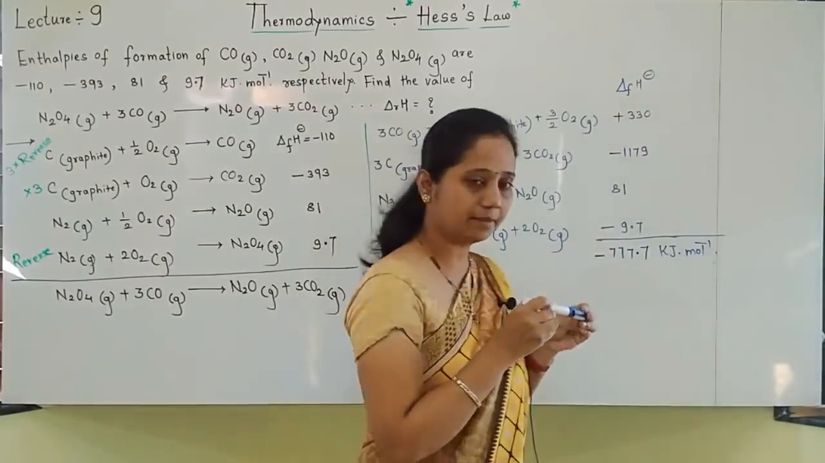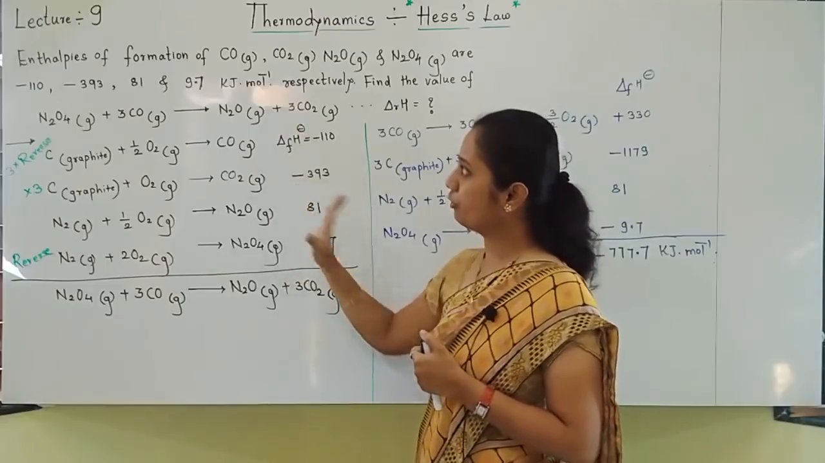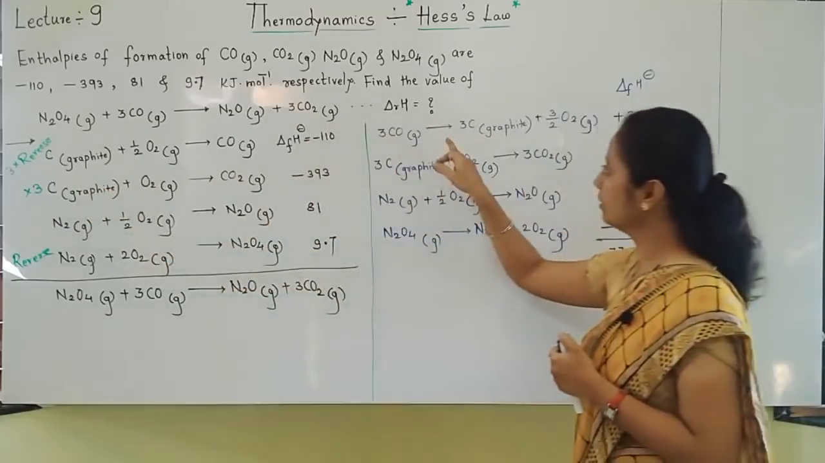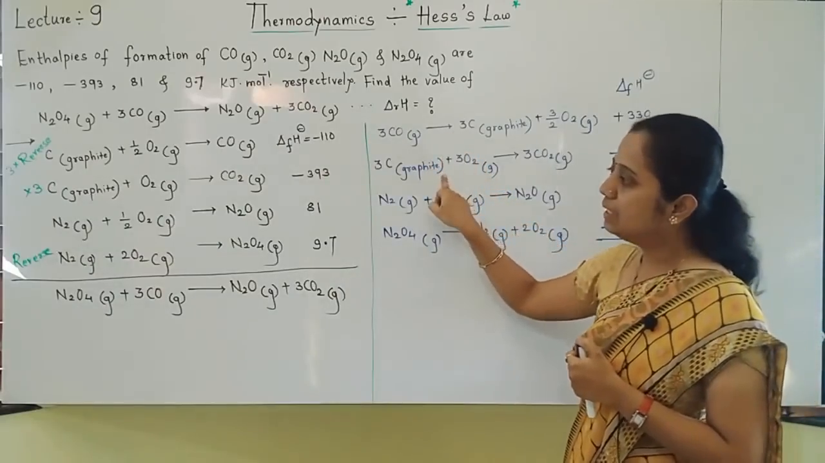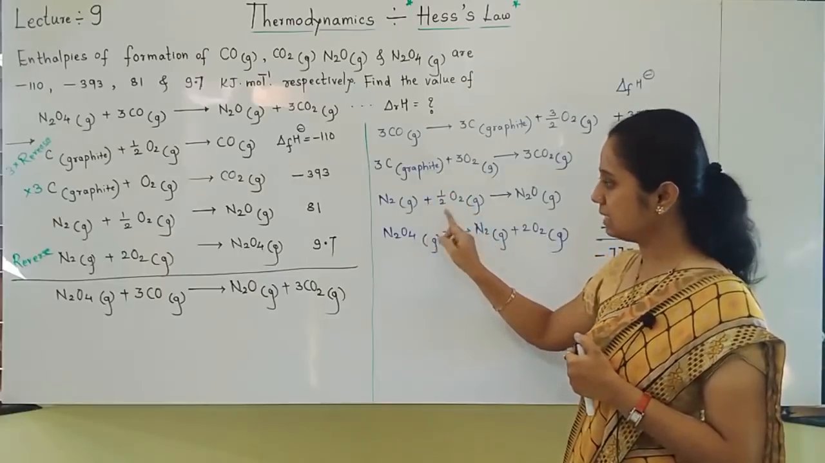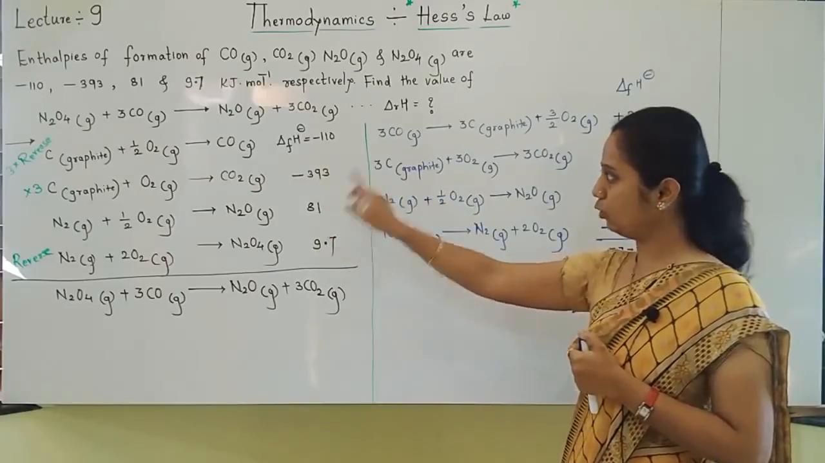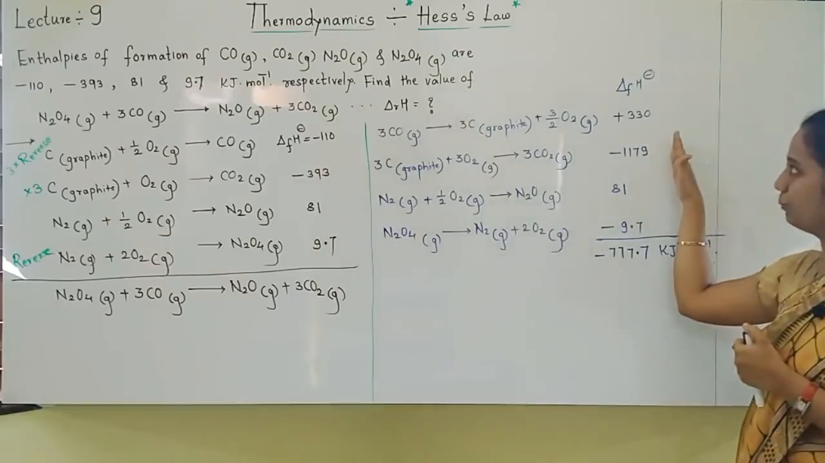Okay, students, here. All equations already we wrote for formation. Next, respective changes I did. Reversed and multiplied by 3 for first equation. Second equation multiplied by 3. Third equation kept as it is. Fourth equation just only reversed. Whatever changes they are told, those changes I have done here. Same changes did in the value.